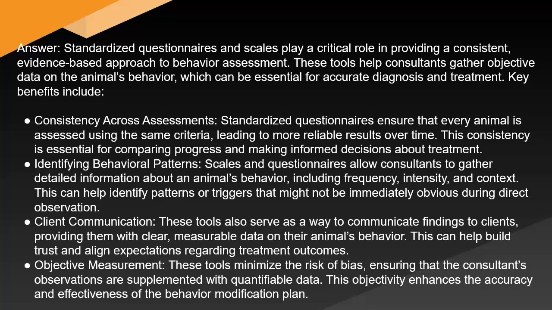Identifying behavioral patterns. Scales and questionnaires allow consultants to gather detailed information about an animal's behavior, including frequency, intensity, and context. This can help identify patterns or triggers that might not be immediately obvious during direct observation. Client communication. These tools also serve as a way to communicate findings to clients, providing them with clear, measurable data on their animal's behavior. This can help build trust and align expectations regarding treatment outcomes. Objective measurement. These tools minimize the risk of bias, ensuring that the consultant's observations are supplemented with quantifiable data. This objectivity enhances the accuracy and effectiveness of the behavior modification plan.